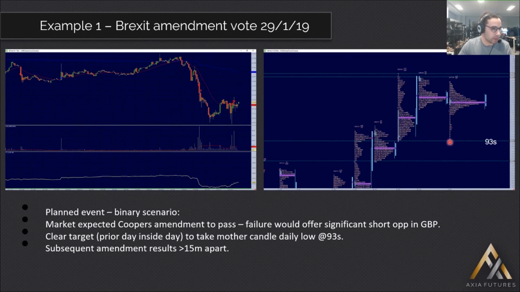Now, the way that it did go in the end was very difficult, but I just want to draw your attention to the fact that, firstly, this was a planned event with a binary scenario, and secondly, the market had been pricing in that this was going to pass, and thirdly, there were some clear targets. What we're going to see on the recording now is how I entered the position and managed the position, and I'm going to talk about how I could have potentially done it a bit better on the basis of these things which I knew in advance of the trade being executed and playing out.